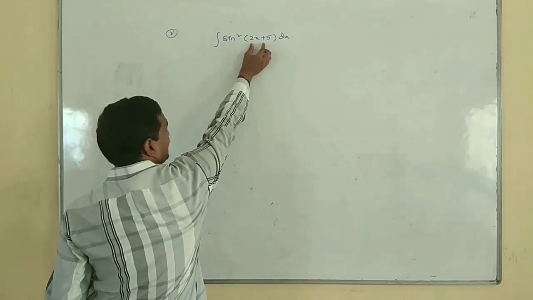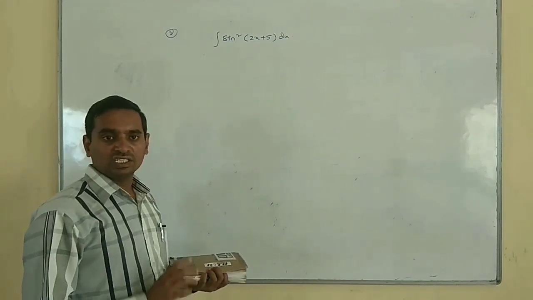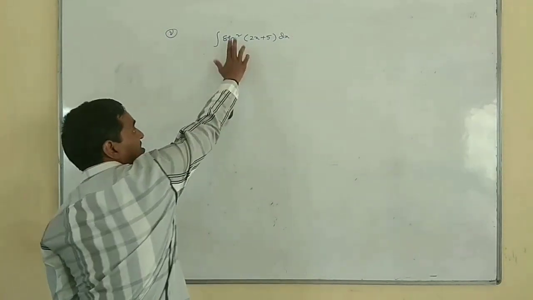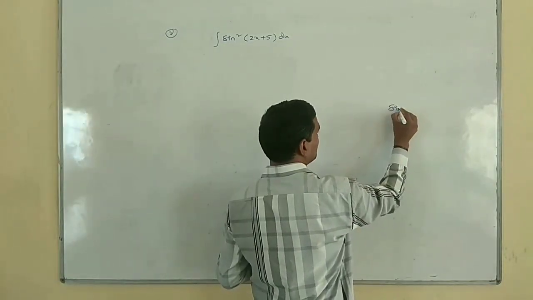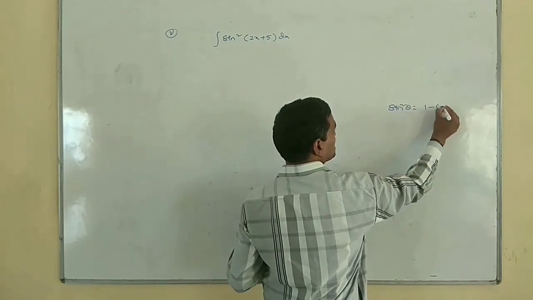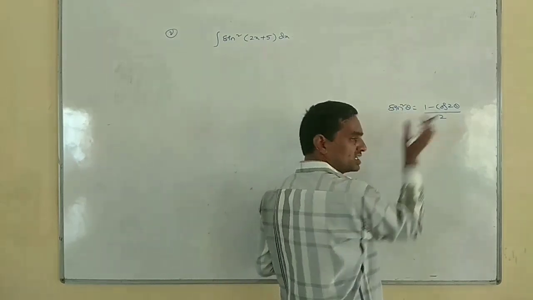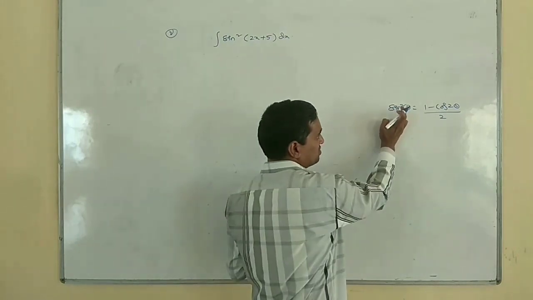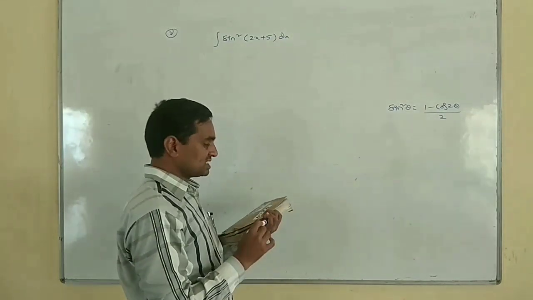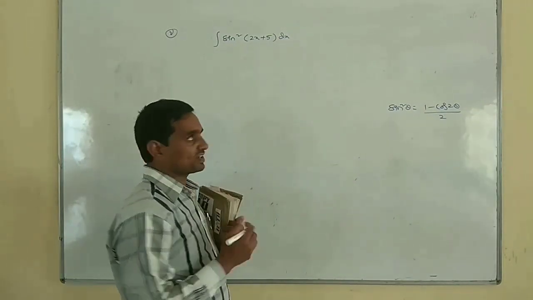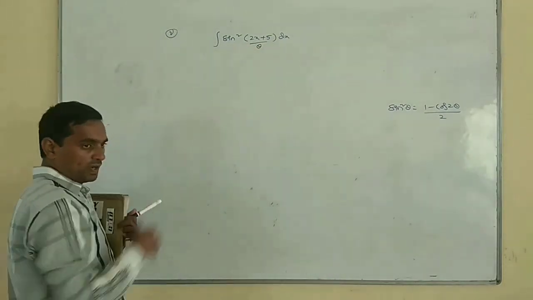This is sine square theta, or sine square x. Already we know that sine square is a perfect square. We convert this into multiple angles by applying a formula. What is the formula? Sine square theta equals 1 minus cos 2 theta by 2. If sine square is there, you can apply this formula, converting the square into a multiple angle. Same here: in place of theta, 2x plus 5 is there. This is theta, so you can apply the formula directly.